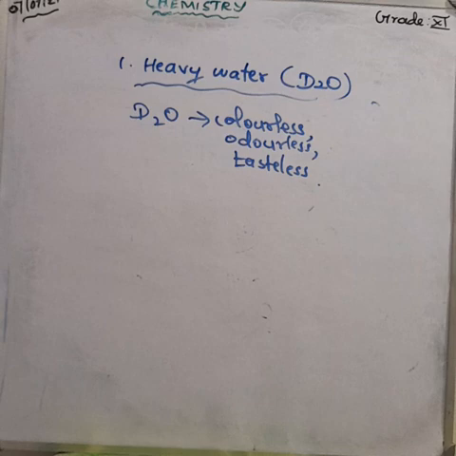On page number 107, you can refer to table 4.2. Table 4.2 has the properties of heavy water, ordinary water and super heavy water: molecular weight, melting point, boiling point, temperature of maximum density, vapor pressure, viscosity, dielectric constant. All the properties are given in table 4.2. Understood? These are about heavy water.